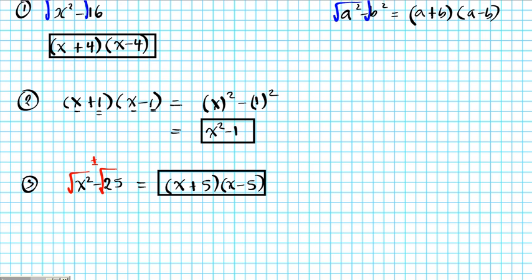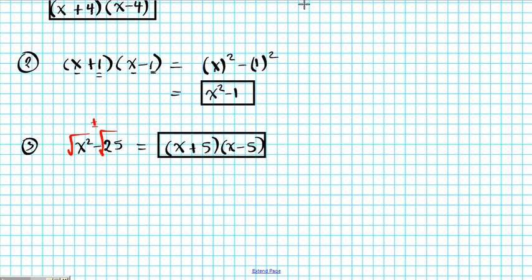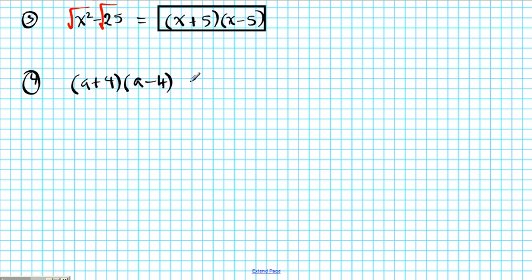Let's try another example. This will involve multiplying. Number 4: what if we have the factored form a plus 4 times a minus 4? Remember the difference of squares formula? When you're multiplying, you square the first one minus the second one squared. The first term is a, so we have the first term squared minus the second term squared. If I simplify this, it's going to be a squared minus 16.